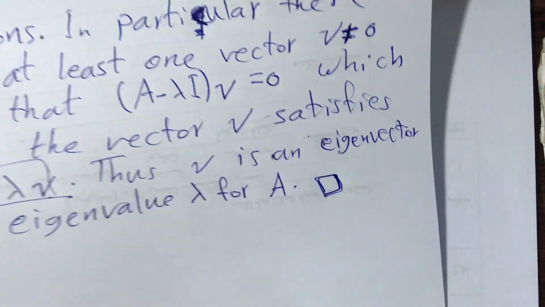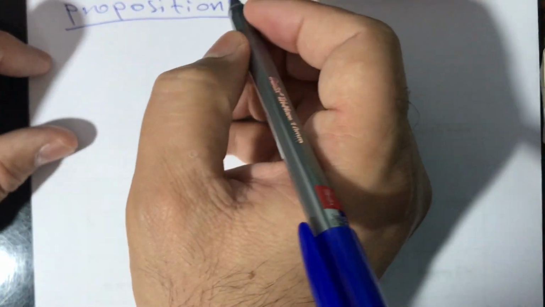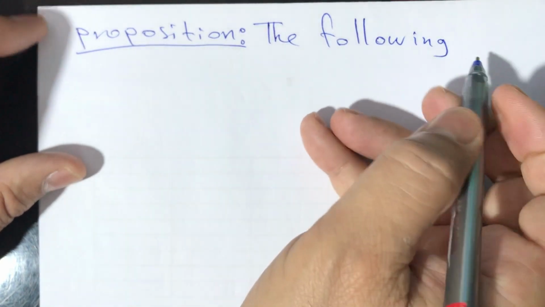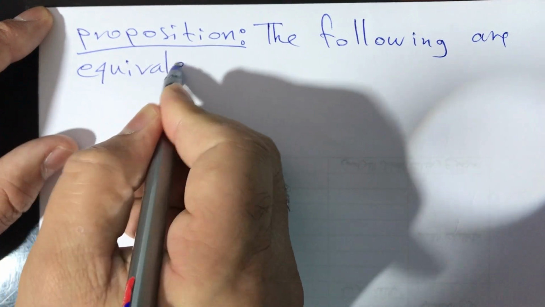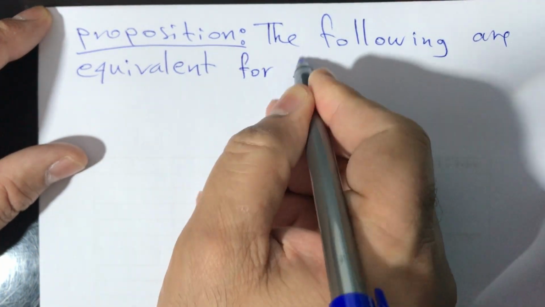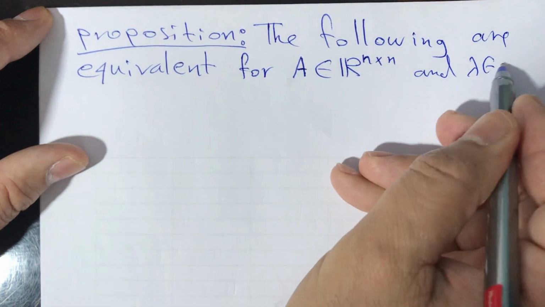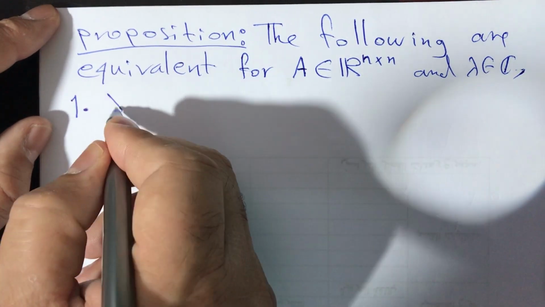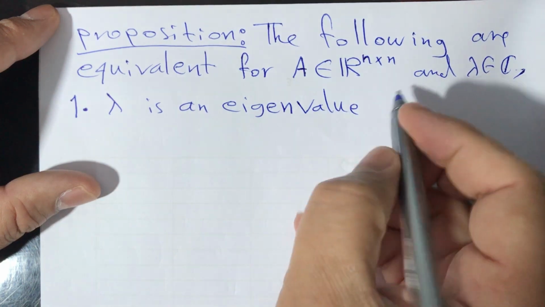Now take another proposition. This is page number 2. The following are equivalent, for A belonging to R^(n times n) and lambda belonging to the complex numbers C. Number 1: Lambda is an eigenvalue of A.